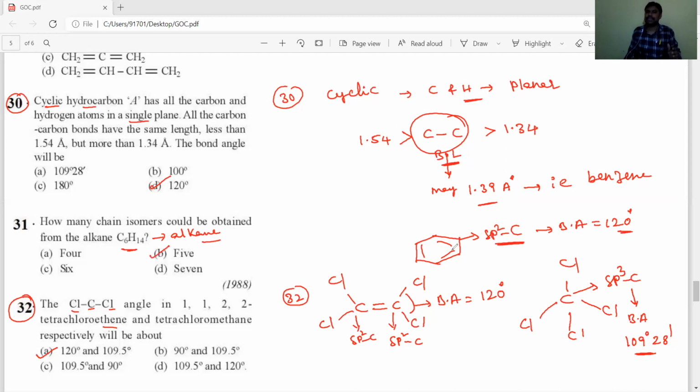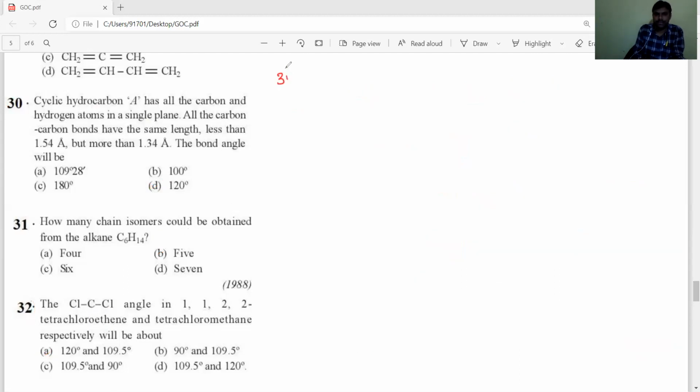Okay, I will give the total number of chain isomers for the first 4 to 10 carbon atoms. Let's see the 31 question, dear students. C6H14 has 5 chain isomers. Okay, what are those 5 chain isomers? If you observe, 6 carbon atoms, you just have to take 1, 2, 3, 4, 5 and 6. These are bond line structures. Okay, students, this is n-hexane.